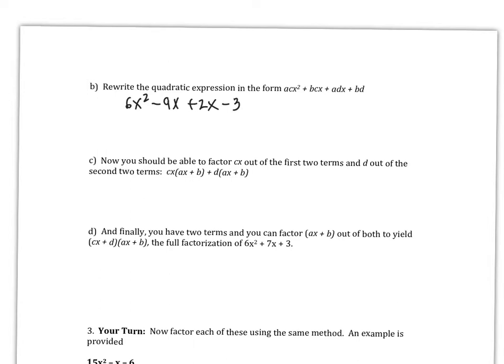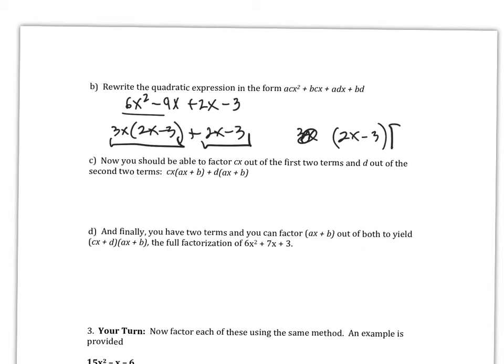Okay, and that means that we can now factor the first two terms to get 3x times 2x minus 3, plus 2x minus 3. So notice that we now have two terms, each of which has a 2x minus 3. When we factor that out, we'll take out the 2x minus 3 first. What we're left with, in square brackets, is a 3x, and when we divided the second term by 2x minus 3, we just had a positive 1. So here's the factorization: 2x minus 3 times 3x plus 1.